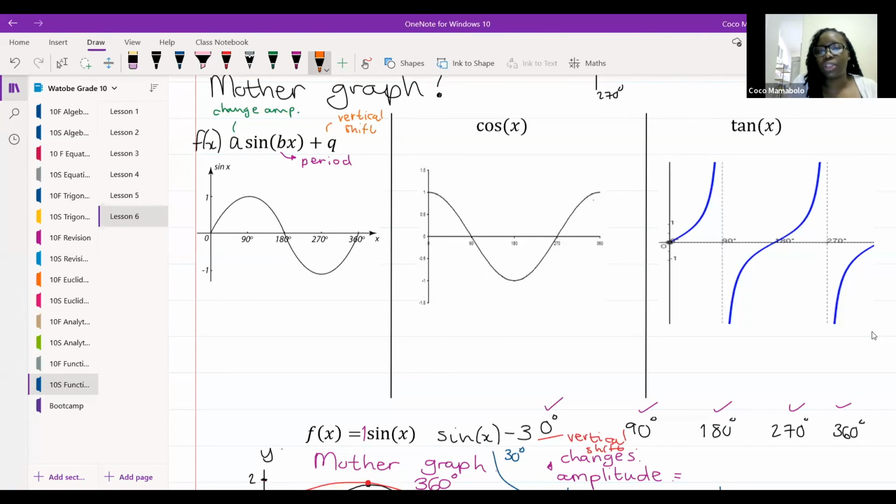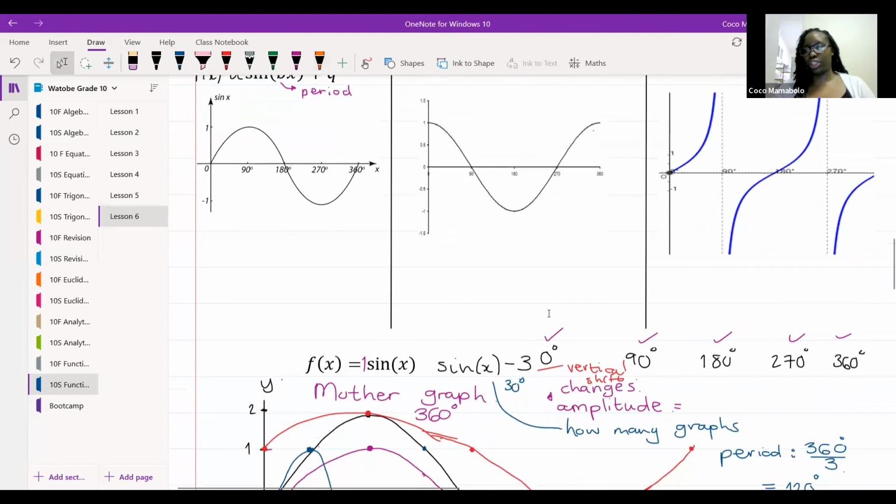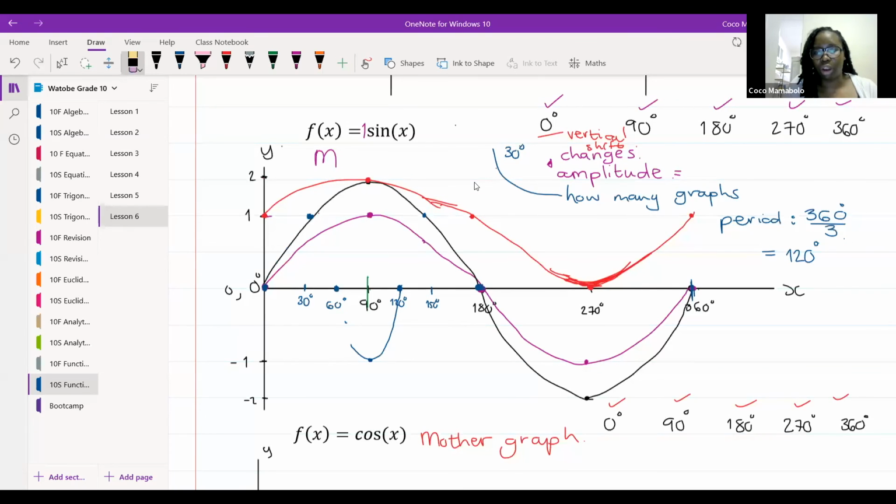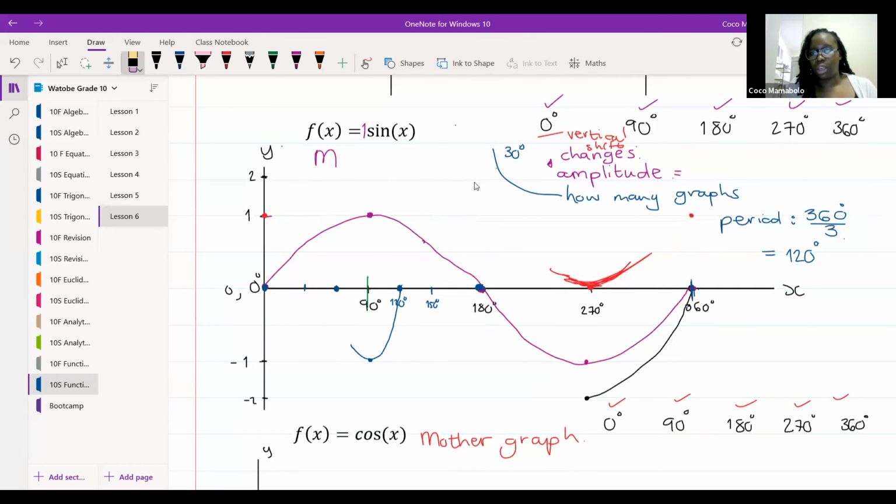Okay, I want us to do one more thing before we continue, right? I need to give you guys one more graph before we continue, all right? Okay, we know that this is the mother graph. I'm going to keep the original graph only, just so this thing doesn't get too cluttered. Okay.